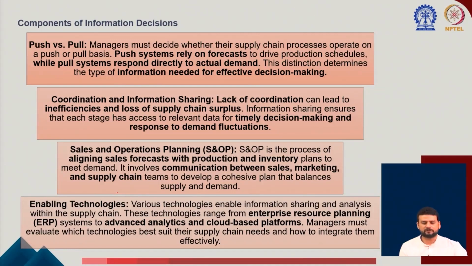What are the components of information decision? Push versus pull. We discussed that a push supply chain is one where we make a forecast and push the inventory we have made into the market. Pull is a reactive process. We record the customer order first and then start processing the order. Whether you forecast first or record the customer information first, you then provide the customized product. In both ways you need the information system, right?